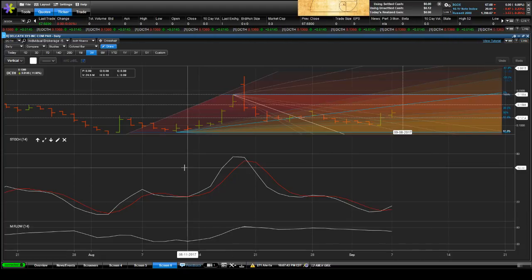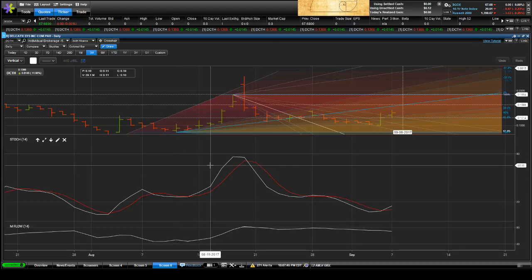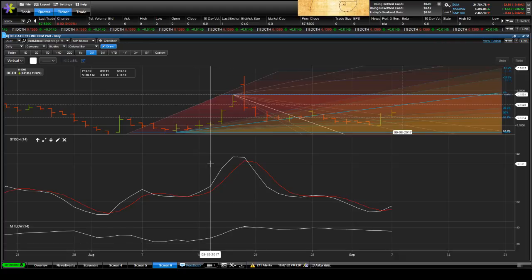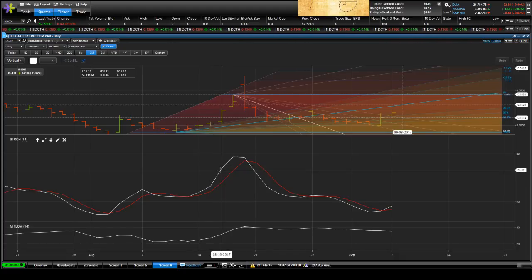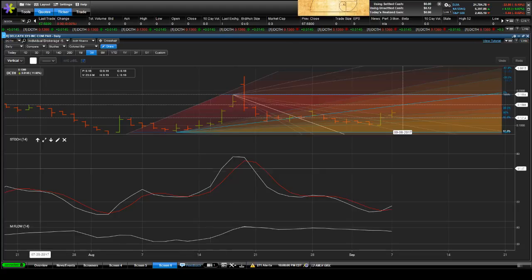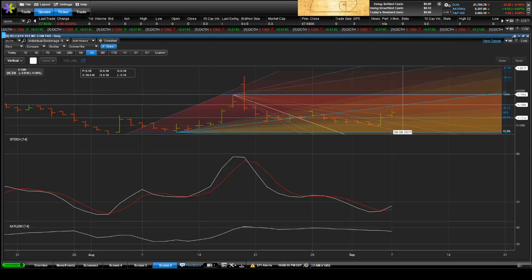What these two lines are is a percent %K and a percent %D line. The percent %K line is your fast, quote unquote, line, which is this white one here, and your percent %D line is your quote unquote slow line, and that is your red line here. Now, there's a lot of math in it, but over time it's basically like the RSI. It just shows momentum.